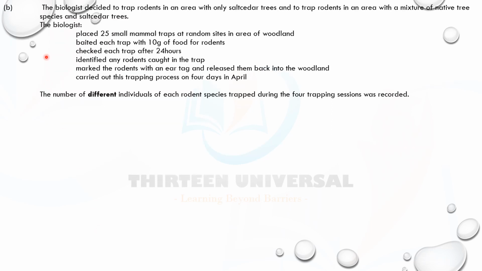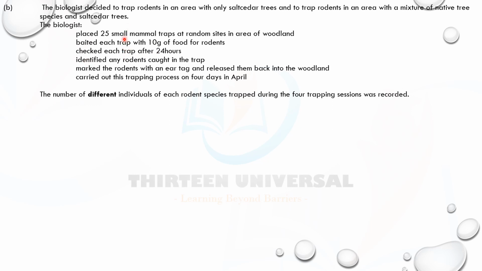All right, the biologist decided to trap rodents in an area with only salt cedar trees, and to trap rodents in an area with a mixture of native tree species and salt cedar trees. Now this is what the biologist did, and I want you to pay attention here. Place 25 small mammal traps at random sites in an area of woodland, baited each trap with 10 grams of food for rodents, and checked each trap after 24 hours. So he did all this for each trap.